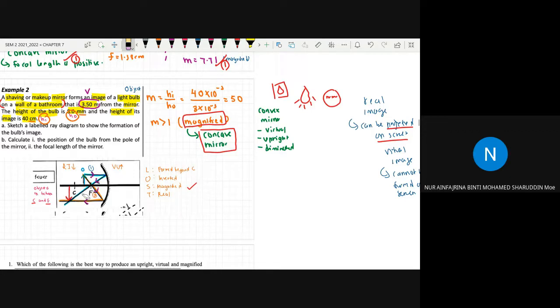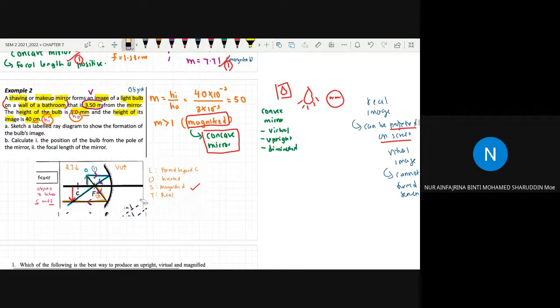Korang draw tau? Miss tak draw, Miss copy paste je. So, bila dia cakap sketch label ray diagram to show the formation of the bulb image, kena sketch macam ni. So dia adalah real image. Why it is real image? Because the image can be formed on a screen. Right now, you punya light bulb tu, image dia kita boleh form on the wall of a bathroom. That is the keyword. So sebab tu Miss dah highlight dia awal-awal.